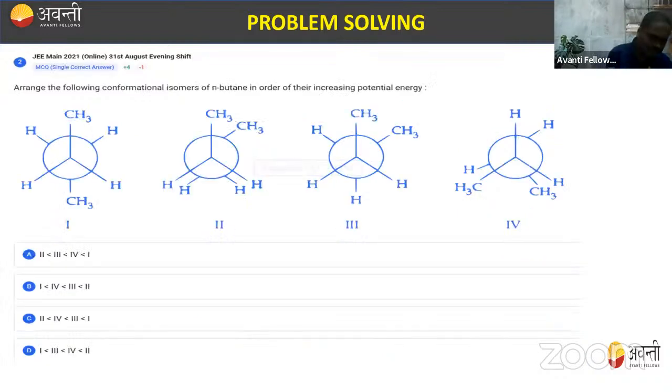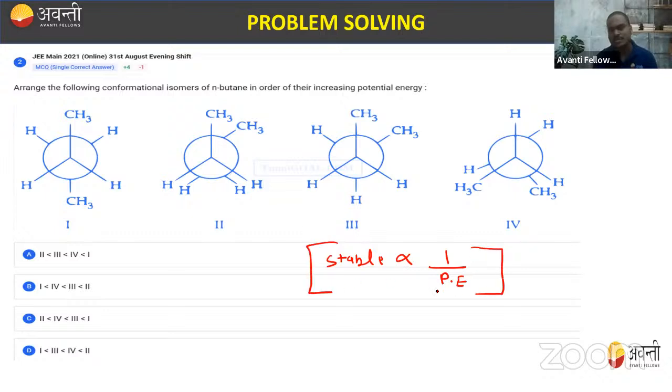चलो. So the next question is, arrange the following conformational isomer of N-butane in order of their increasing potential energy. So in this question they are asking arrange them in order of their increasing potential energy. कि भाई potential energy के हिसाब से बताओ. सो देखो बड़ा सिंपल सा कहानी है कि स्टेबिलिटी इज इनवर्सली प्रोपोर्शनल टू द पोटेंशियल एनर्जी. ठीक है. अगर कोई ज्यादा स्टेबल है, तो स्टेबिलिटी इज इनवर्सली प्रोपोर्शनल टू देयर पोटेंशियल एनर्जी. जिसका एनर्जी जितना कम होगा वो उतना ज्यादा स्टेबल होगा.